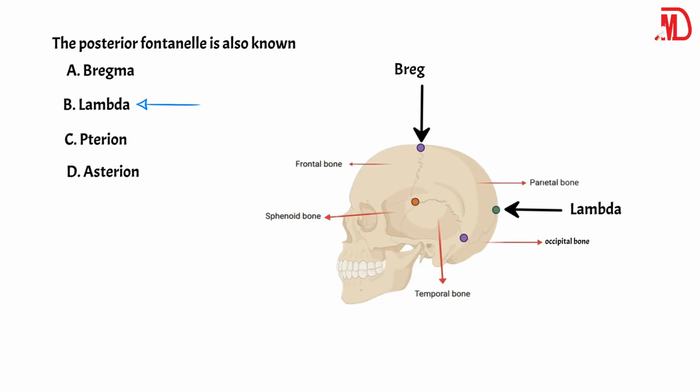Bregma is the anterior fontanelle, diamond-shaped, where coronal and sagittal sutures meet. Pterion is the junction of frontal, parietal, temporal, and sphenoid bones on the lateral aspect of the skull. Asterion is the junction of parietal, occipital, and mastoid parts of the temporal bone.